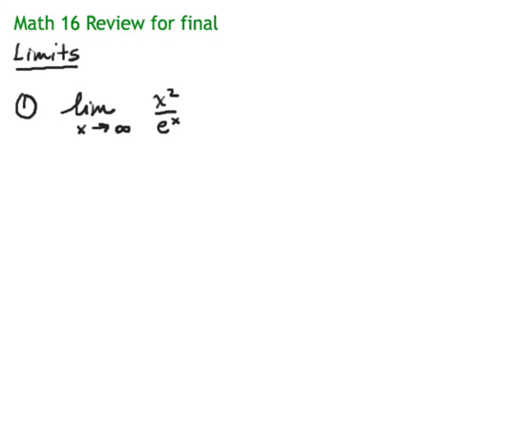And now we're starting our segment on limits. All right, so here we're taking the limit as x goes to infinity of x squared over e to the x. Now notice that the numerator is going to infinity and the denominator is also going to infinity. So this is of the form infinity over infinity, and that means we can use L'Hopital's rule.